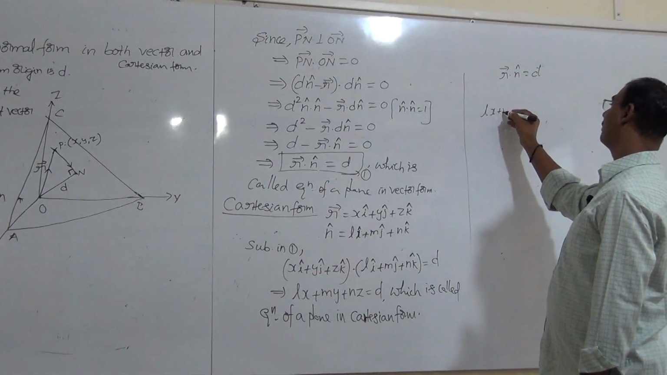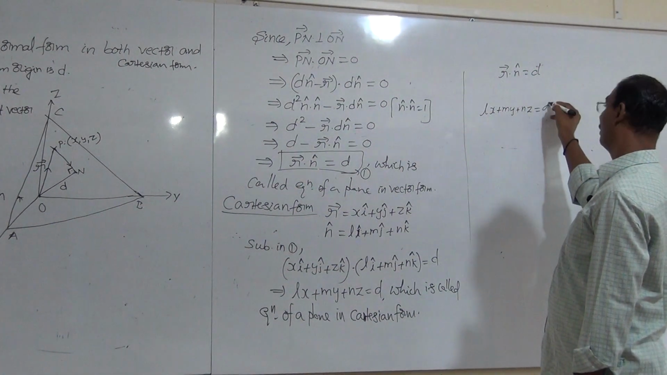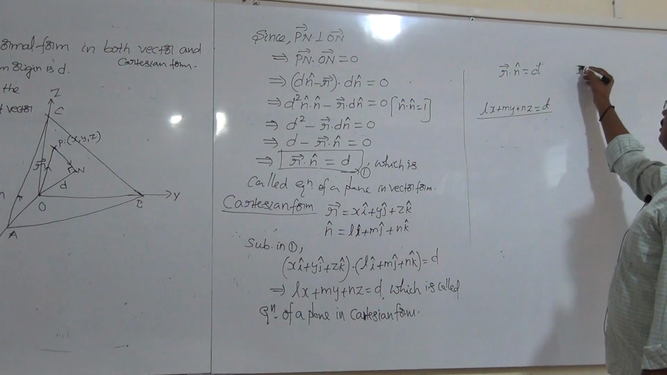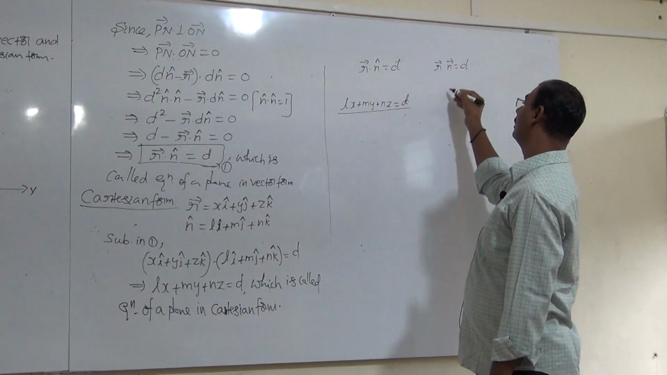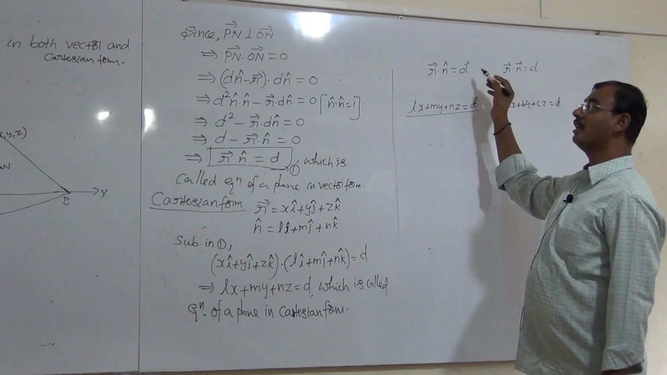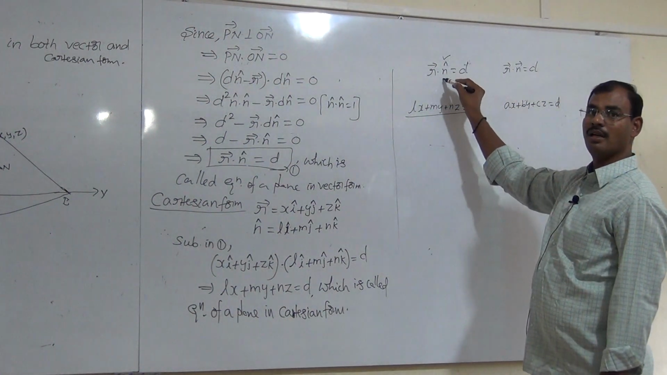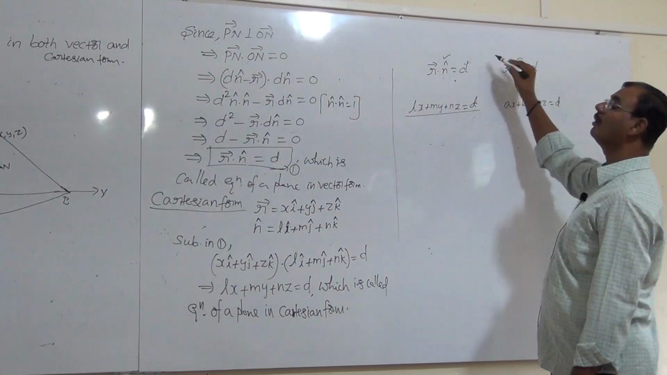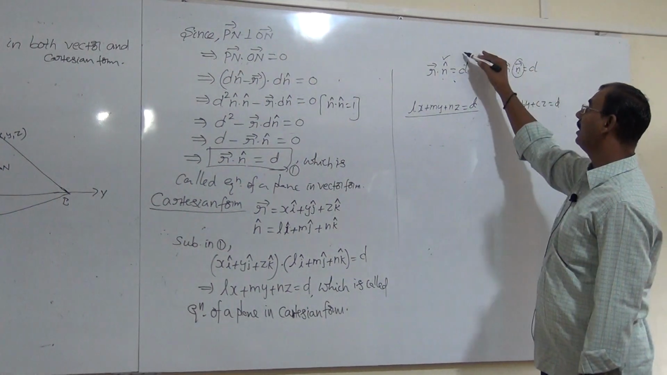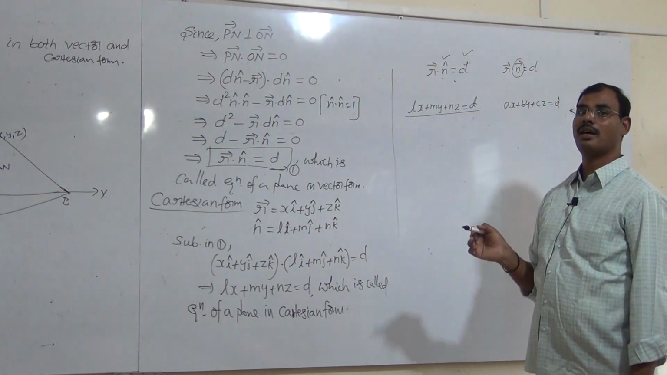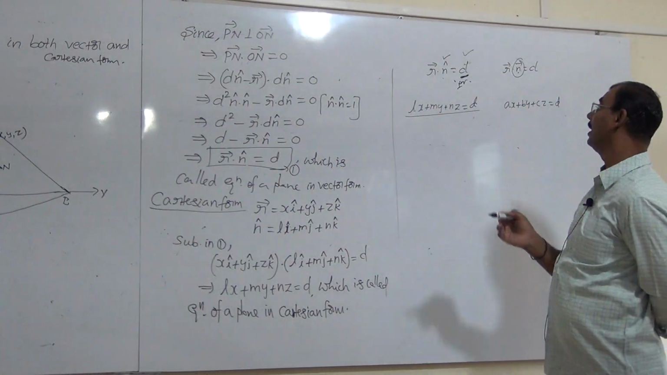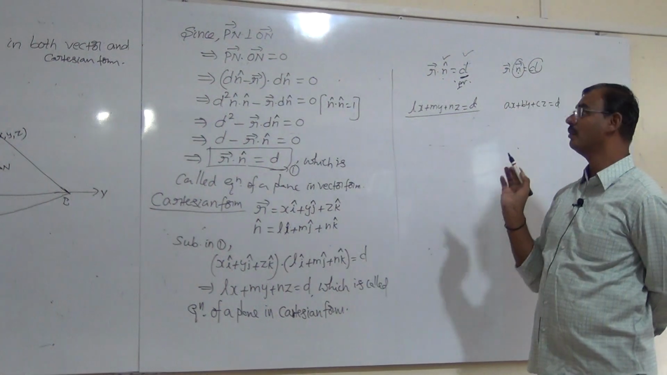Next one, Lx plus My plus Nz is equal to D. This is the Cartesian equation of a plane in the normal form. I can write here r bar dot n bar is equal to D and Ax plus By plus Cz is equal to D. So both differ here, observe all of you. This is the normal unit vector. This is only a normal vector. N bar is the normal vector, not a normal unit vector. Here D is the perpendicular distance of the plane from the origin. But here D is what? A simple constant only. Remember.